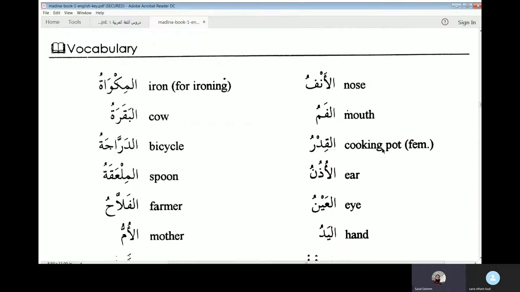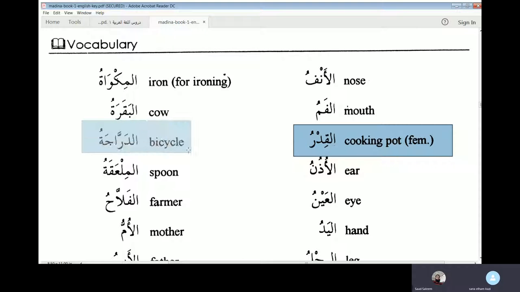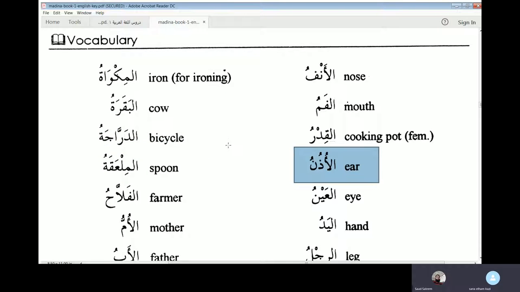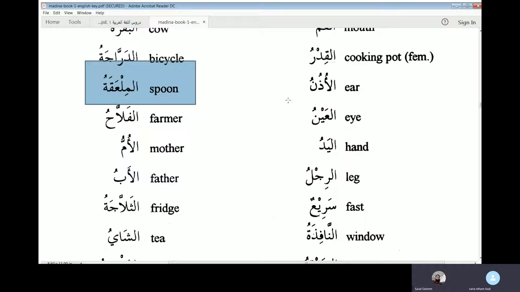Vocabulary. Al-Anfu, nose. Al-Mikwatu, iron, which is used for ironing. Al-Famu, mouth. Al-Baqaratu, cow. Al-Qidru, cooking pot, which is feminine. Ad-Darrajatu, bicycle. Al-Udhunu, ear. Al-Mil'aqatu, spoon. Al-Ainu, eye.